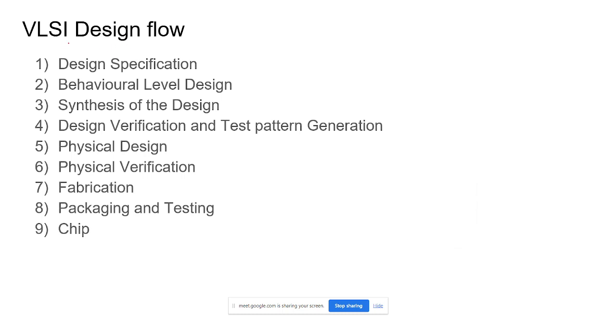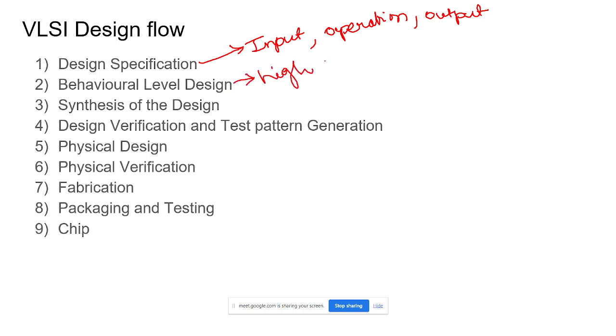First let us start with the basic VLSI design flow. The first step is specifying the design. You will specify the inputs, what operation you want the system to perform, how many bits, and what outputs are required. Then you start with the behavioral level design, which is a high level design. Then you synthesize this high level design using some EDA tool, so you will obtain a gate level netlist.